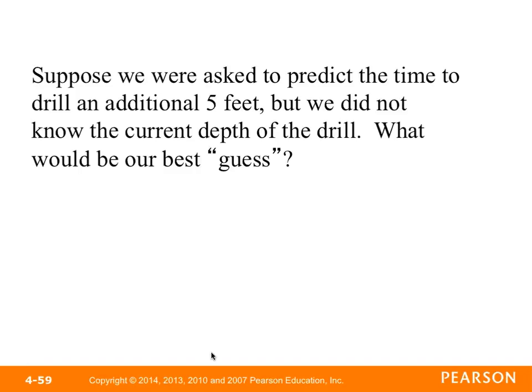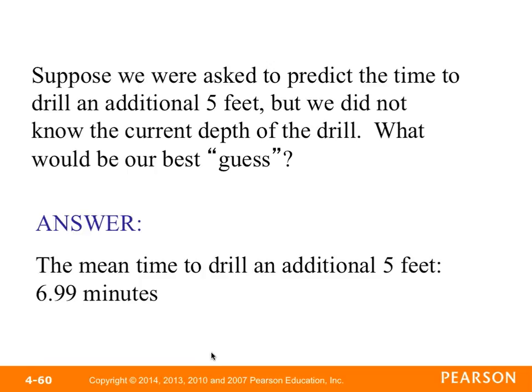So let's suppose that we were asked to predict the time to drill an additional 5 feet, but we didn't know the current depth of the drill. So what would be our best guess? If you think about it, the mean time to drill an additional 5 feet is going to be 6.99 minutes. So that would be the best guess, just to guess the average, all right? So it's not going to be perfect, but it's not a bad guess either.